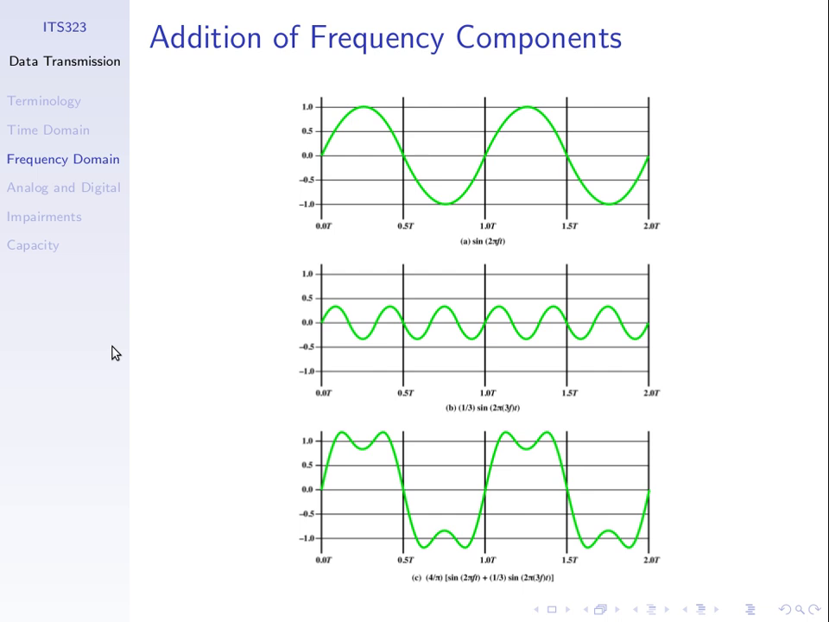Basics: we represent signals as sinusoids, sine waves. We looked at the mathematics of a sinusoid and we see that there are three things that we can vary: peak amplitude, frequency and phase.